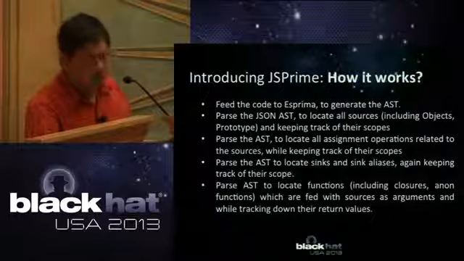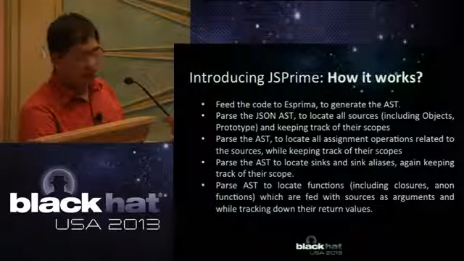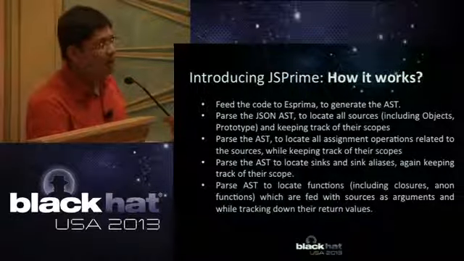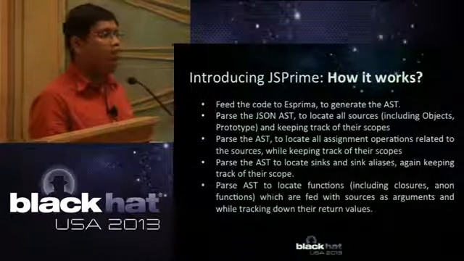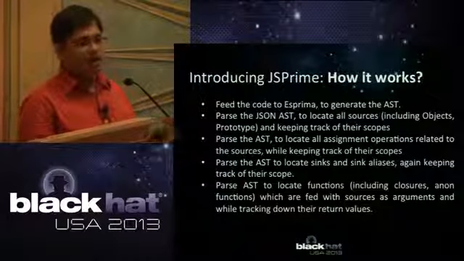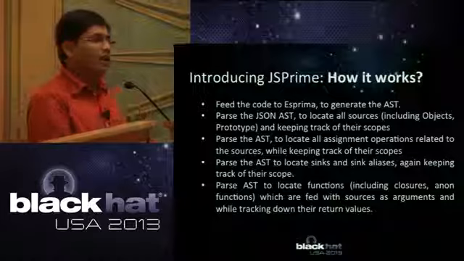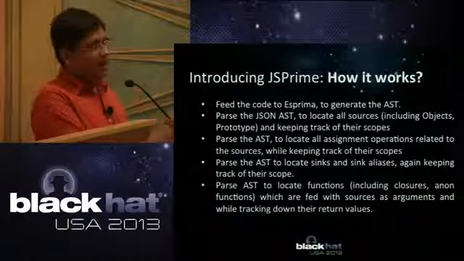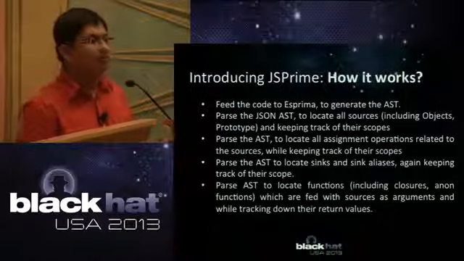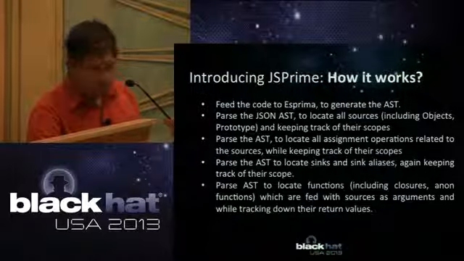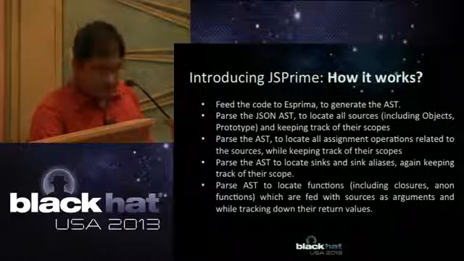Thirdly, we parse the AST to locate all assignment operations. For example, there might be code snippets where direct assignment from source to sink is not happening. What they are doing is taking an intermediary step where the DOM API is assigned to another variable, a third-party variable, and that variable goes to the sink. So we keep track of those assignments as well, also keeping track of the scopes.